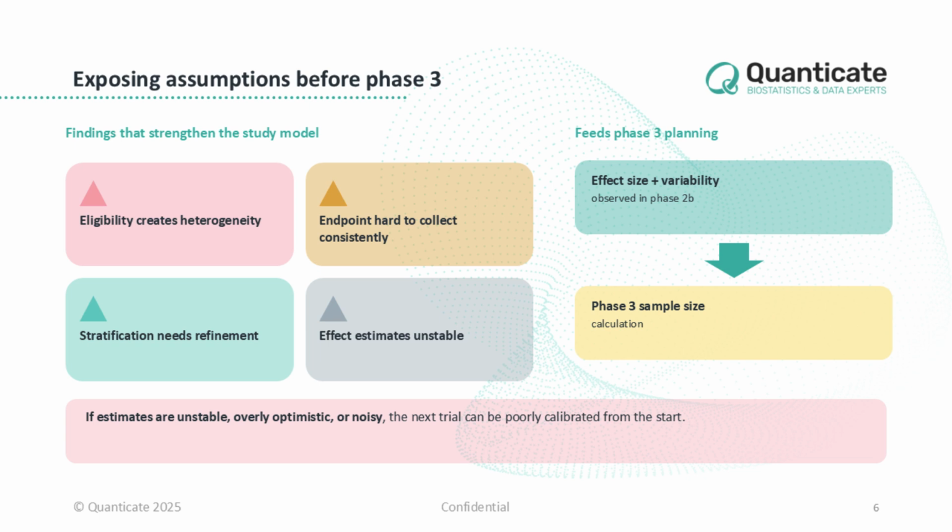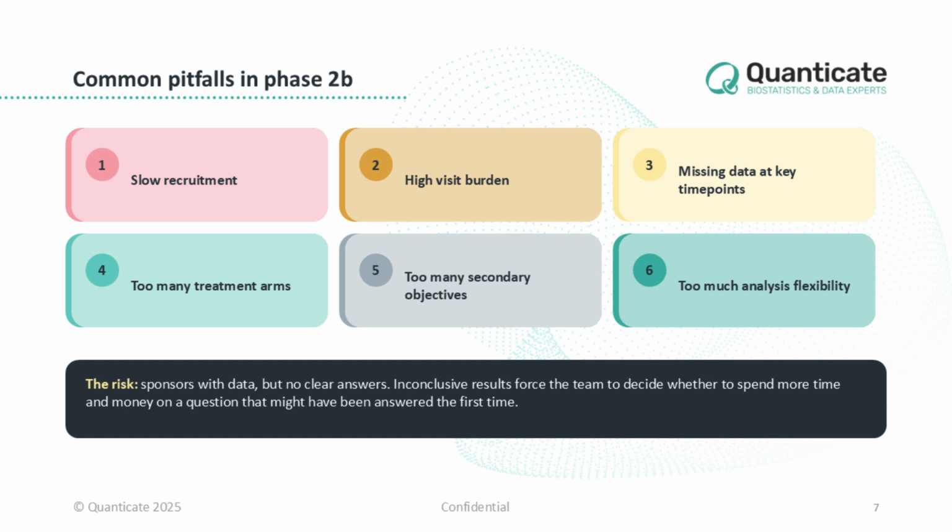Common problems include slow recruitment, high visit burden, missing data at key time points, too many treatment arms, too many secondary objectives, and too much flexibility in the analysis plan. These issues can leave sponsors with data but no clear answers. An inconclusive result is harder to use because it leaves the team deciding whether to spend more time and money answering a question that might have been answered more clearly the first time.